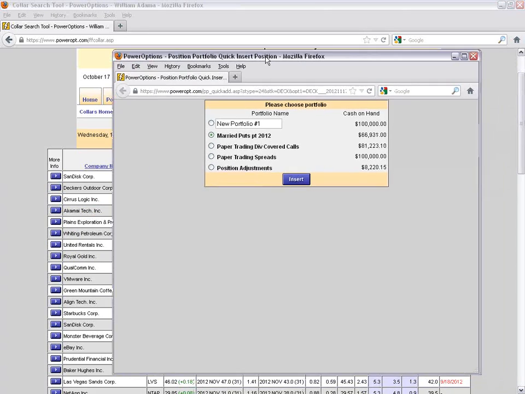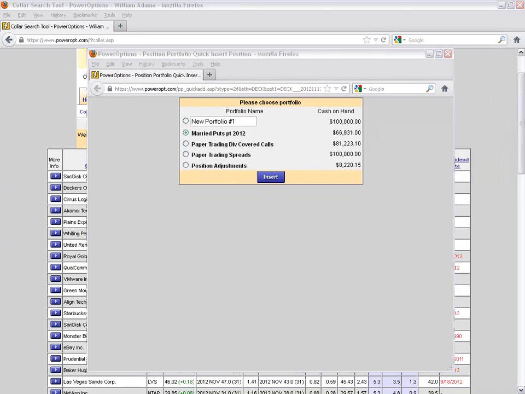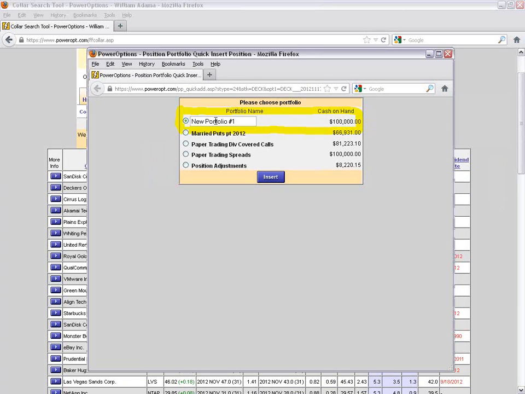Now, if this is the first time you've ever looked at the portfolio tools or the first time you're creating a portfolio, you will only have this top choice available. It'll say New Portfolio Number 1. And what we do here is put in a name for our portfolio. So for this example, we're just going to put in New Collar Paper Trade.